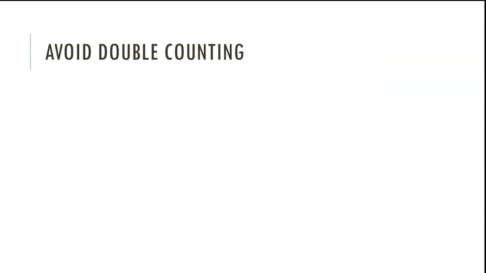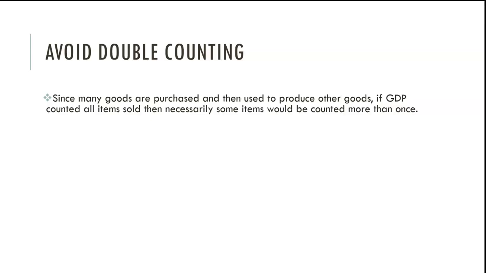We want to avoid double counting. We want to make sure that we're counting things only one time so that the total value of our GDP is only representing the actual value of what was produced. Many goods are actually purchased and then used to produce other goods. If we counted everything that was sold, then sometimes things would be counted more than once. For instance, if I own a bakery and I need to purchase sugar, if we count the value of the sugar when I purchase it from the sugar mill, and then we count the value of the cookies that I sell, we're actually double counting the value of the sugar, because the price that I'm selling the cookies for includes the cost of that sugar.